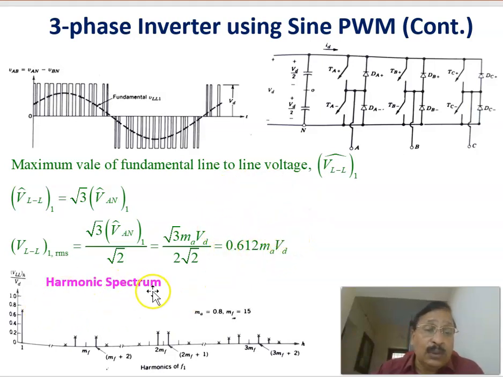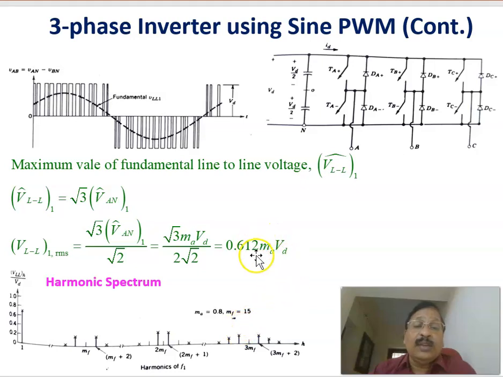And the corresponding harmonic spectrum is also shown here. The fundamental is at low frequency, and all the harmonics are centered at high frequency, which can easily be removed. That is the advantage of sine PWM. The harmonics centered at high frequency can easily be removed by a low value of inductance, so the size of the filter is reduced. The second advantage is that you can change the output voltage magnitude as well as frequency.